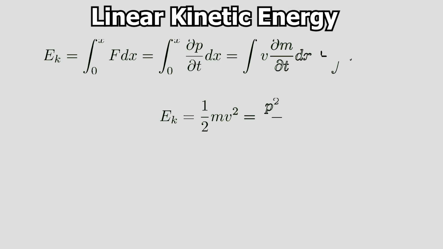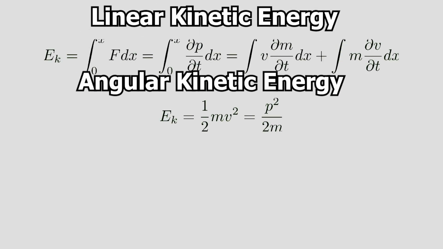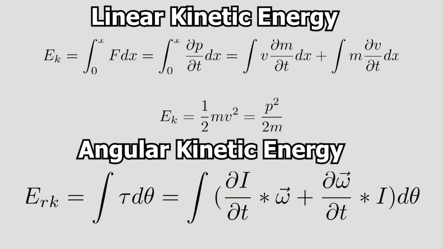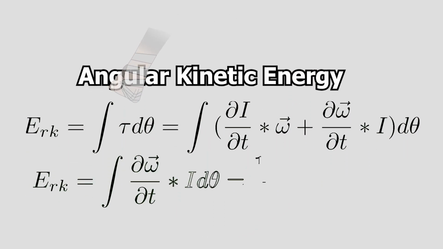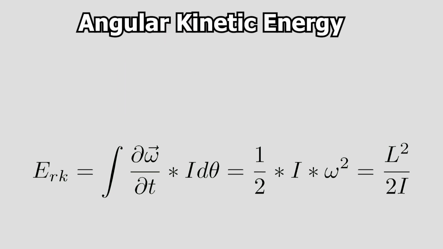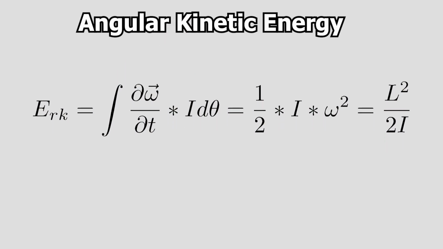Kinetic energy is found by integrating the force applied along a path. For a rotating object, if we replace force with torque and path with the angle rotated, we obtain rotational kinetic energy. In the case we want to examine, the moment of inertia does not change with respect to time, since the mass and shape of the object will not change, so we can ignore the first term in the integral. This equation gives the energy of a rotating object.